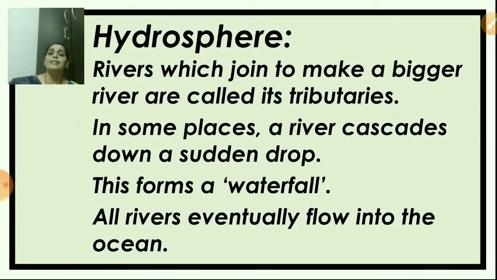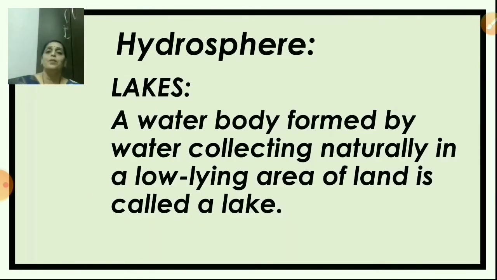In some places, a river cascades down a sudden drop. Means sometimes in some places, river cascade down, means come down, a sudden drop. This forms a waterfall. You have seen waterfall, right? So all rivers eventually flow into the ocean. Means all the rivers go and meet the ocean. Very good. Next, lakes. A water body formed by water collecting naturally in the low-lying area of land is called a lake.